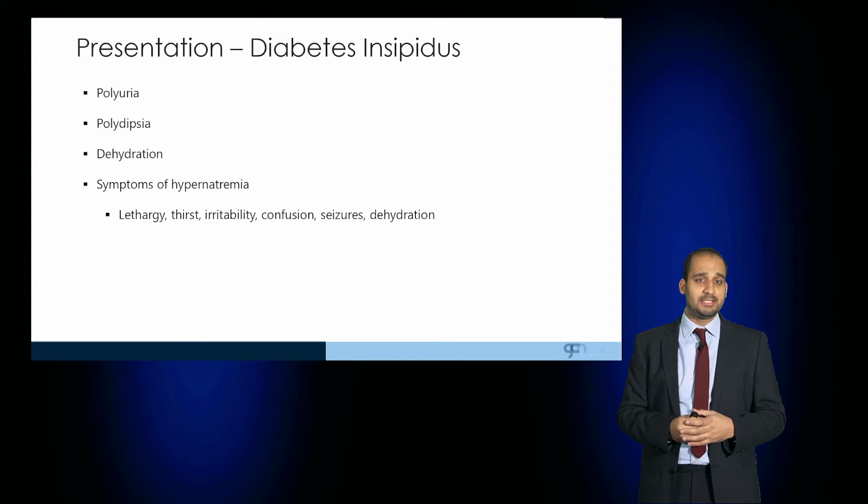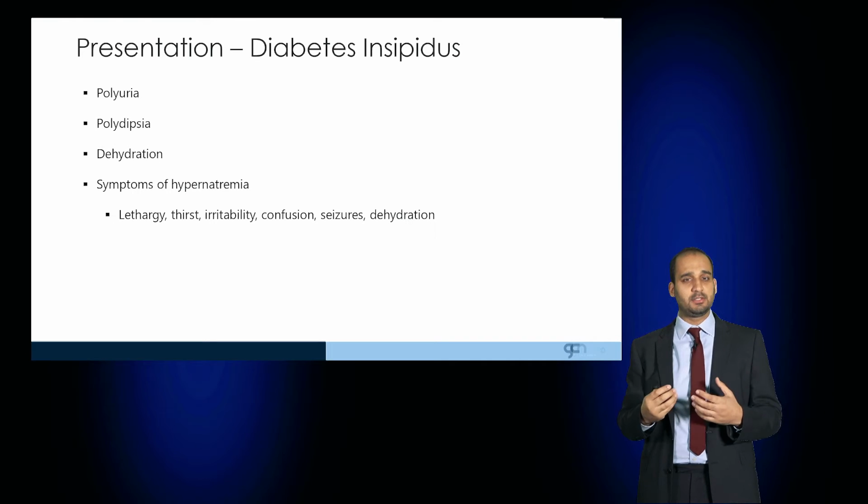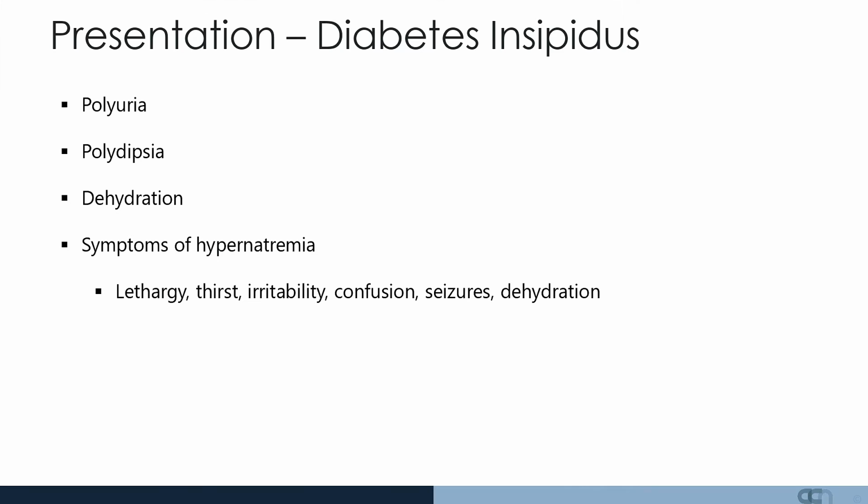The patient will present with large volume polyuria, consequential polydipsia, dehydration, and as a result of the dehydration and the water loss, hypernatremia. The symptoms of hypernatremia include lethargy, thirst, irritability, and in extremis, confusion and seizures.